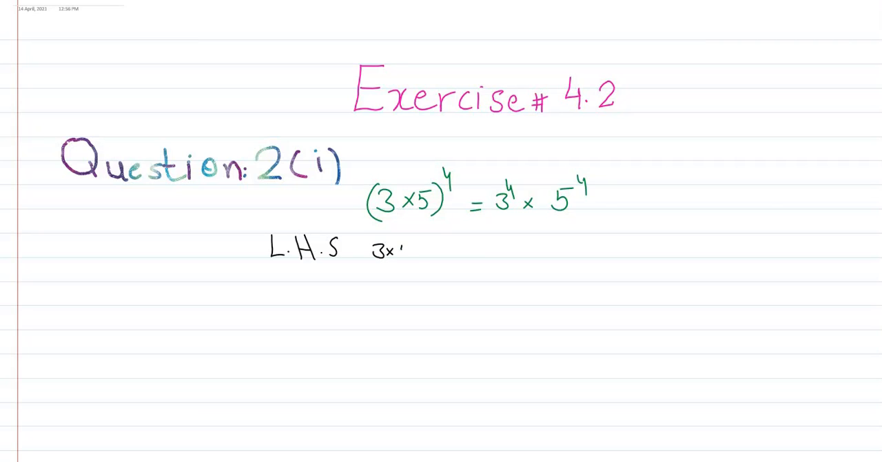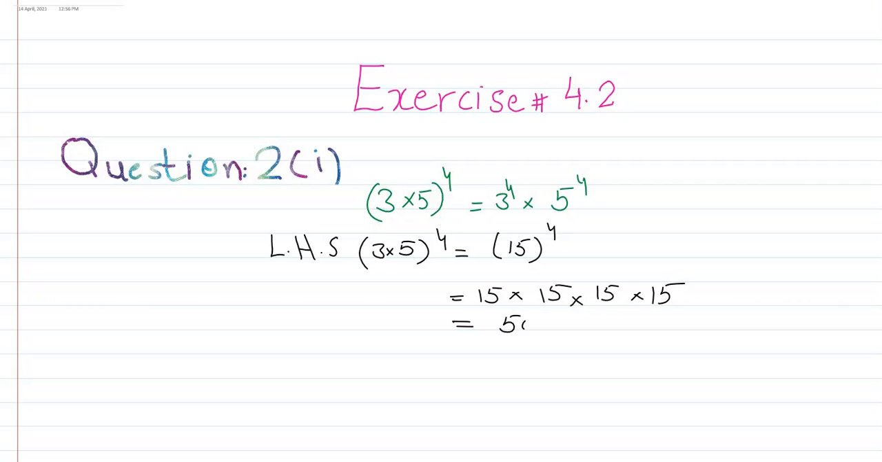that is (3 multiplied by 5) raised to power 4, that will be equal to 3 times 5 is 15, raised to power 4. It means 15 is multiplying how many times? 4 times, because its exponent is 4, its power is 4, so it multiplies 4 times. When we multiply it 4 times, we get 50,625.